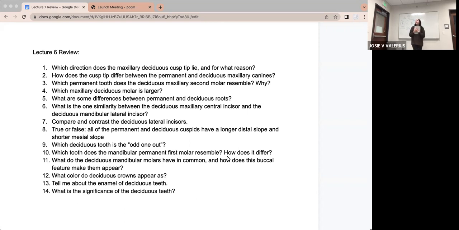All right, number 4, which maxillary deciduous molar is larger? The second one. Yep. And then 5, what are some differences between permanent and deciduous roots? They're flared. Yes, they're flared. Thinner. Yes, they're thinner. I think a little bit more bulbous too. Aren't they longer too? Yeah, they might be. I guess flared and bulbous are kind of similar. Yeah, they flare out this way a lot more.